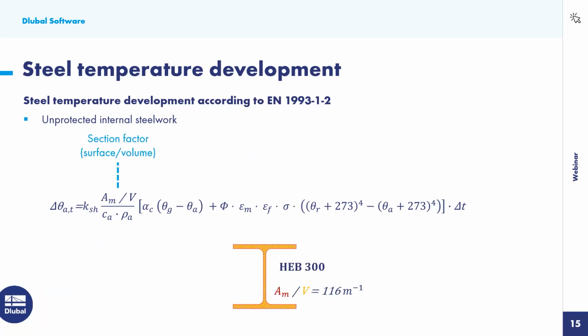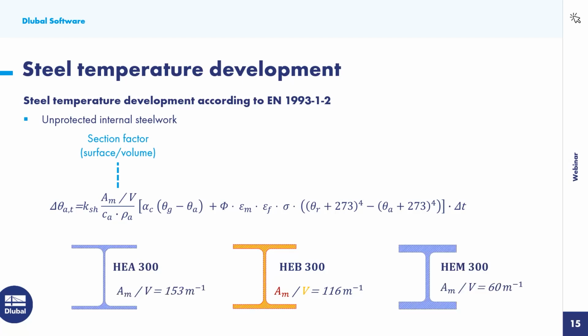However, let's take a closer look to the expression A_M by V. This ratio is also known as the profile factor and describes the ratio of the cross-section surface area to the volume per unit length, or in other words, the profile circumference to the profile area in the section. So the profile circumference for the HEB 300 here would be the dashed red line, and the cross-section area or profile area would be the yellow section.